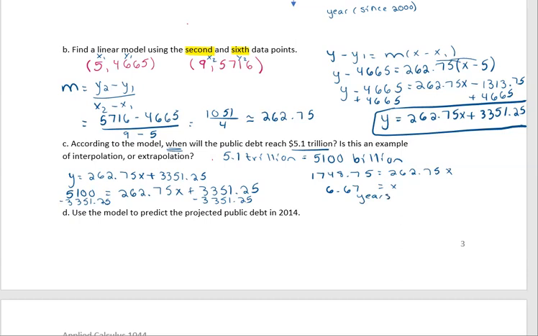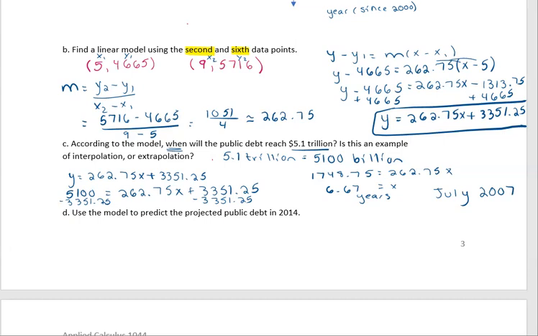Now, this question is asking us, is this interpolation or extrapolation? Well, let's look at this and see. So we need to evaluate at 6.67, but don't forget, we said that let 0 equal 2000. So this is really almost 2007. So it would be in the middle of the year. So let's say that we're looking at July 2007. Remember, it's the end of the year. So the full 7th year would have been December 2007. So we're looking at this to be July.